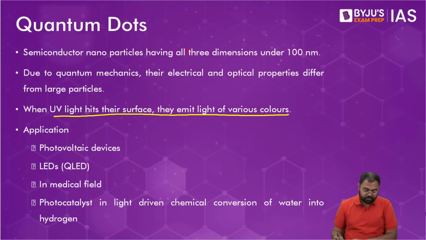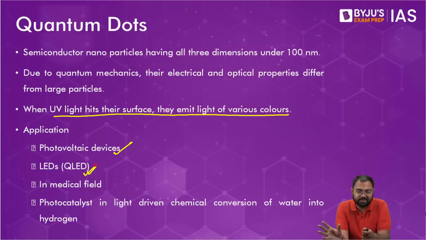Now, when it comes to quantum dots, we also see different applications. For example, it can be used in photovoltaic devices. It can be used in LEDs, or specifically QLEDs. QLED stands for quantum LED. Now, if you've seen the advertisements or if you have gone to, let's say, an electronic showroom, you'll see that some of the companies talk about these technologies of television. So one of the popular technologies that Samsung has is QLED.